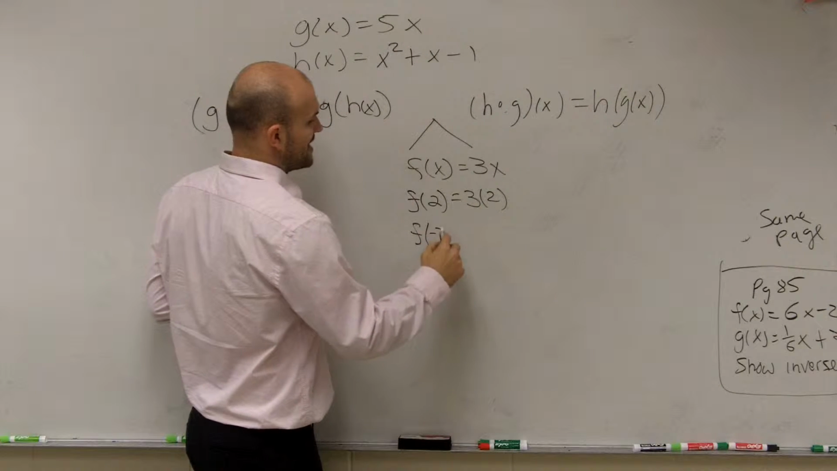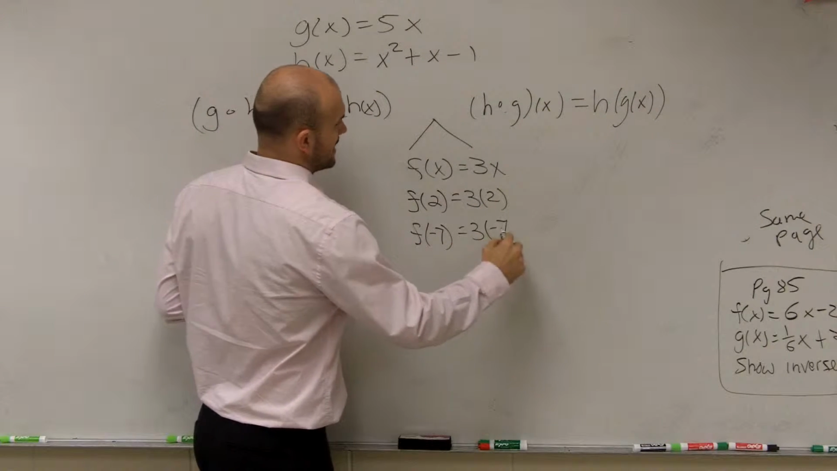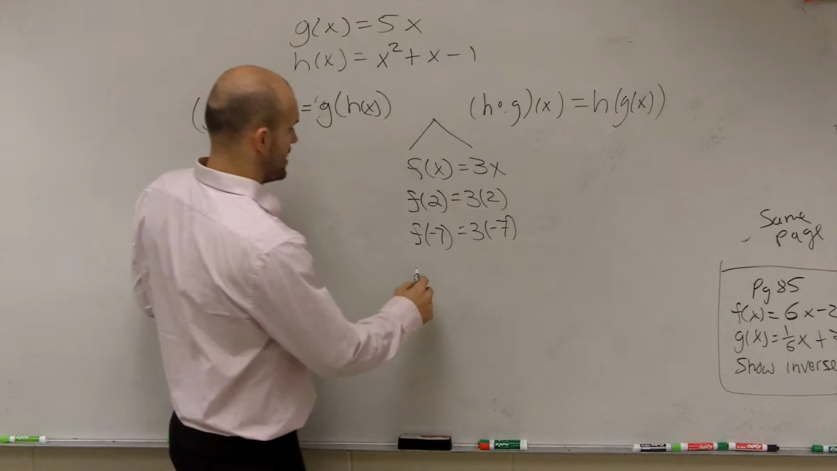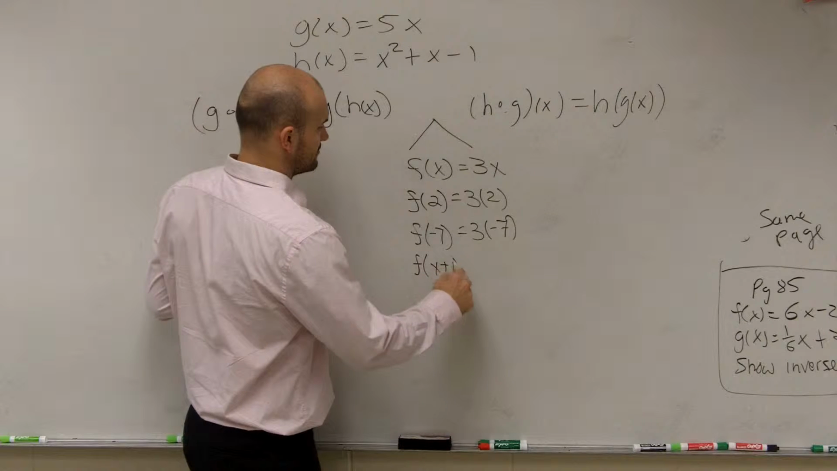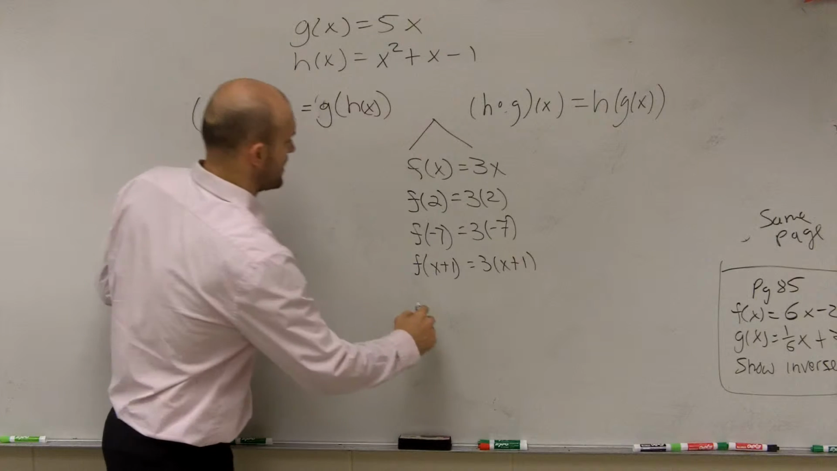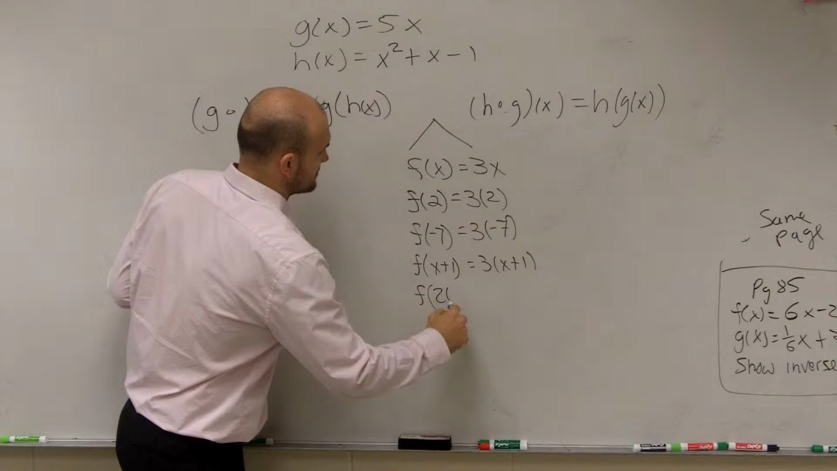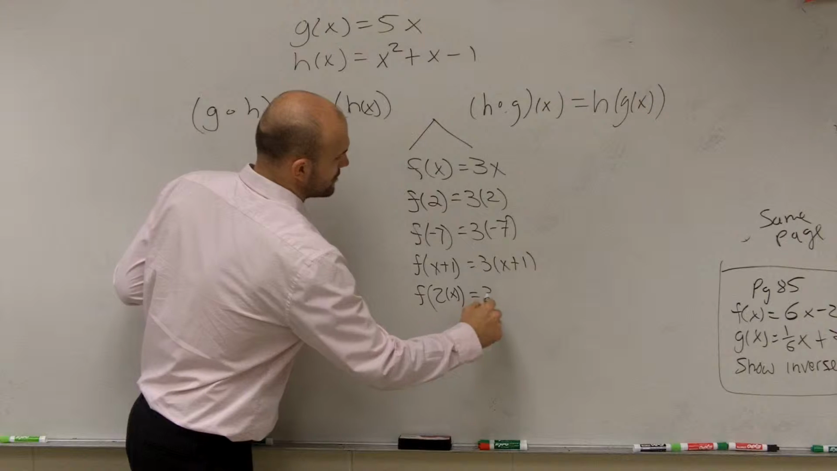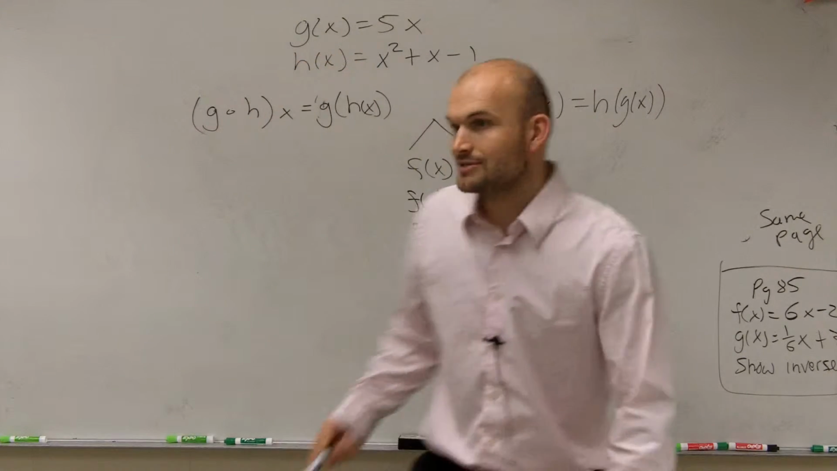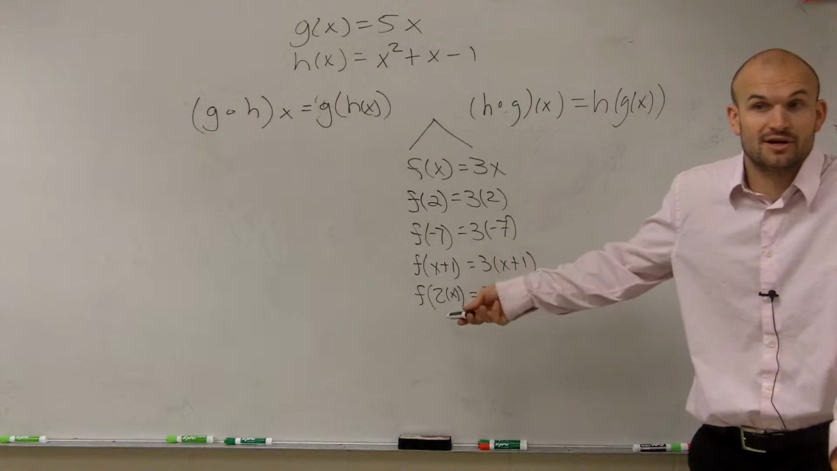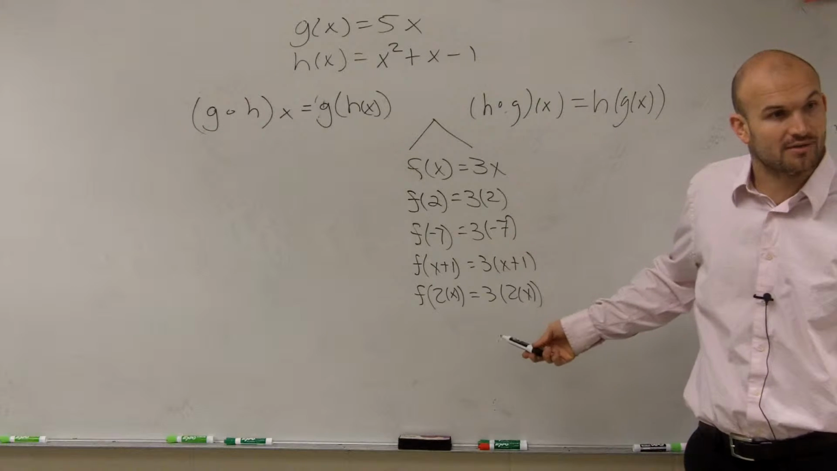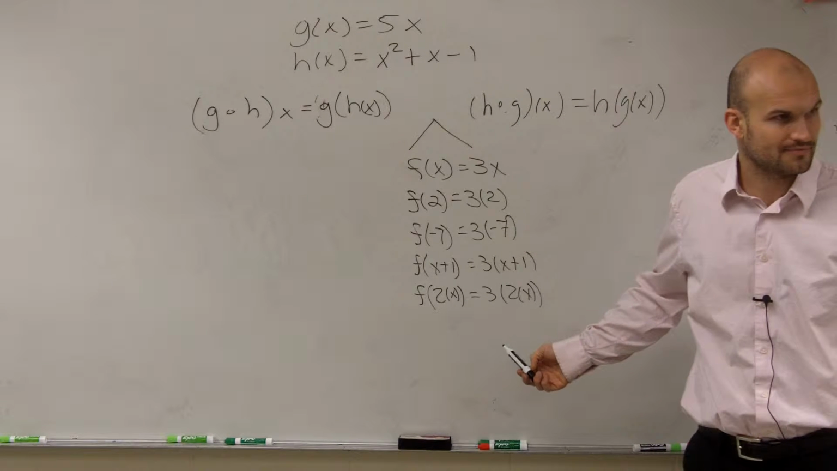f of negative 7 equals 3 times negative 7. Is everybody following my pattern? What about f of x plus 1 equals 3 times x plus 1? What about f of z of x equals 3 times z of x? So whatever I say f of whatever, I'm going to plug that whatever into my function for my variable x. Does everybody see that?